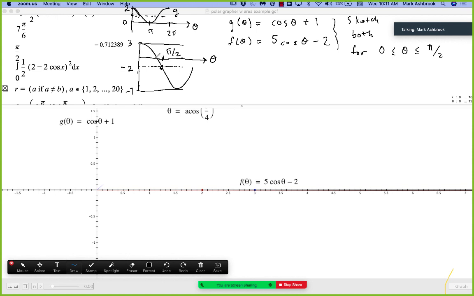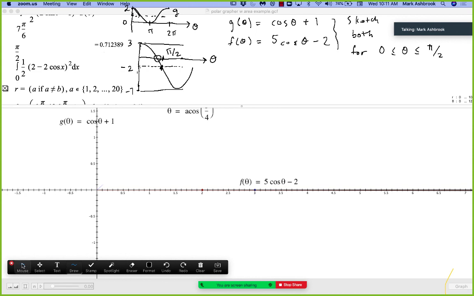For this one, 5 cosine theta minus 2, that has a midline of minus 2. It has a maximum then of 3, 5 more than minus 2, and a minimum of minus 7, which is 5 less than minus 2. And the cosine starts at the max. So when we get to pi over 2, we'll be at the midline, minus 2. So this function will start at 3 and decrease to minus 2 by the time it gets to pi over 2. So somewhere before pi over 2, it's going to cross through the pole and go into negative r territory.